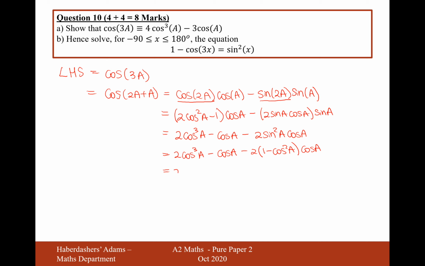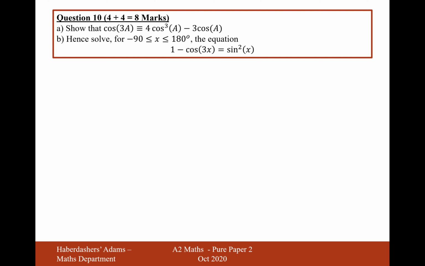So expand the brackets on the right bit: 2 cos cubed a minus cos a minus 2 cos a, but then there's a double negative for the last bit, so that's plus 2 cos cubed a. Let's now simplify your cos cubes. You've got 4 of these, 2 at the front, 2 at the back, and then minus 3 cos a. And that equals the right hand side. So there we are, that's the first part proven.